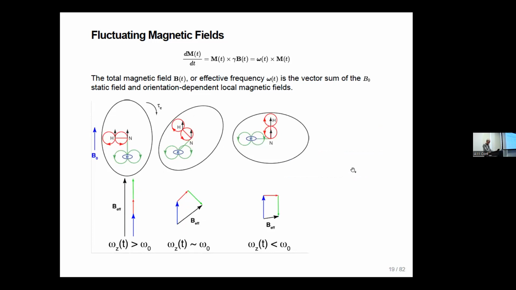And a little while later, there's a new orientation, new fields, new vector sum, and now the magnetization is precessing a little more slowly than it should. So while the molecule is tumbling, transverse magnetization is transiently rotating faster than we expect, slower than we expect, with an average that comes out to be what we call the isotropic frequency or isotropic chemical shift.